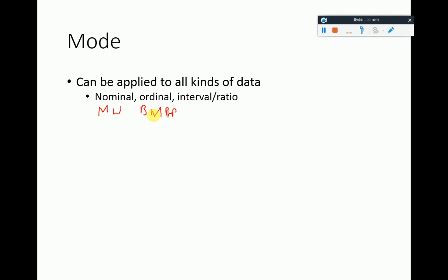PhD is more advanced than master's. Master's is more advanced than bachelor's. So it's ordinal. And then we have interval and ratio data. Basically, it's a kind of ranking with equal intervals, and the only difference between interval and ratio data is whether there's a true zero somewhere. Okay? All right, so as we said, mode can describe all kinds of data.